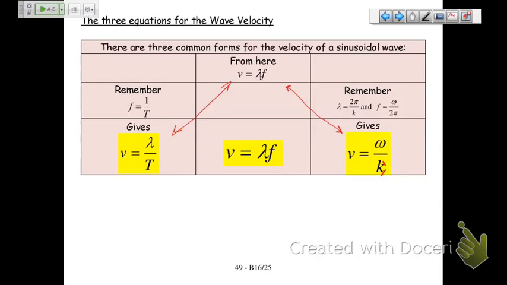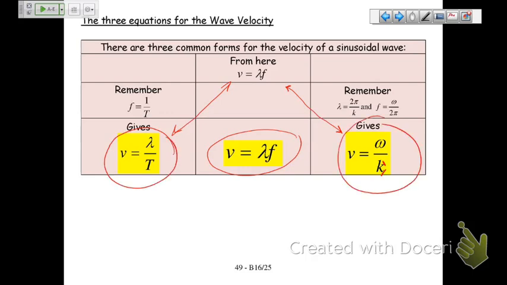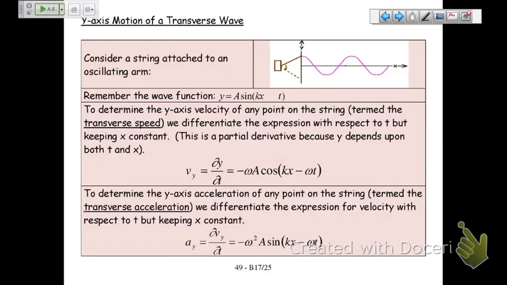So we have 3 equations, but they come from each other. So I know that one really well, and I can get that one really easily, and I can work out that one. Oh, one last thing.